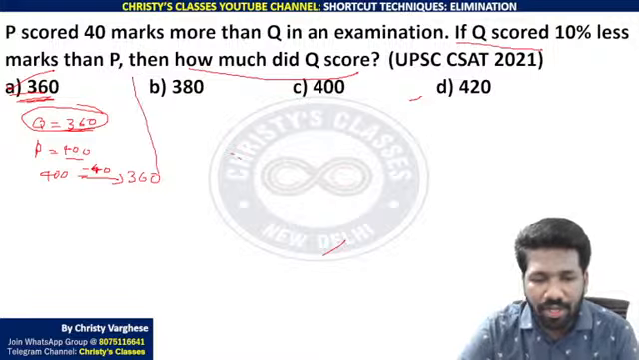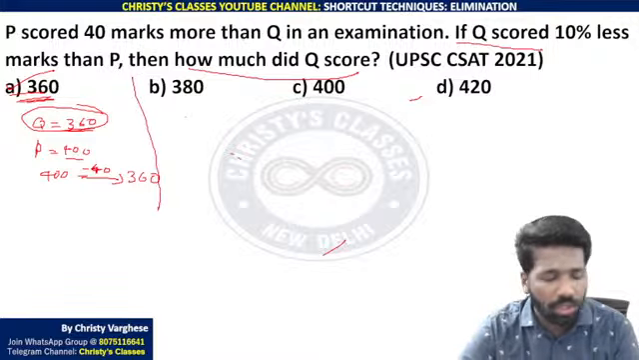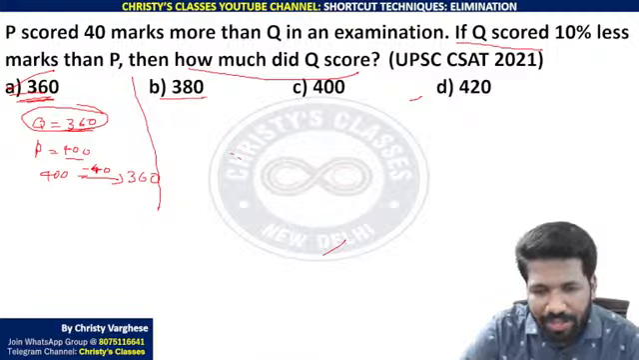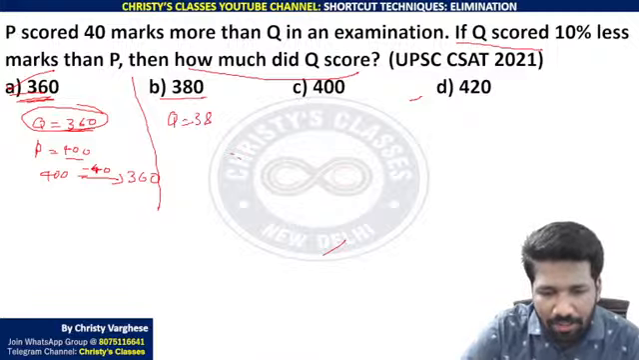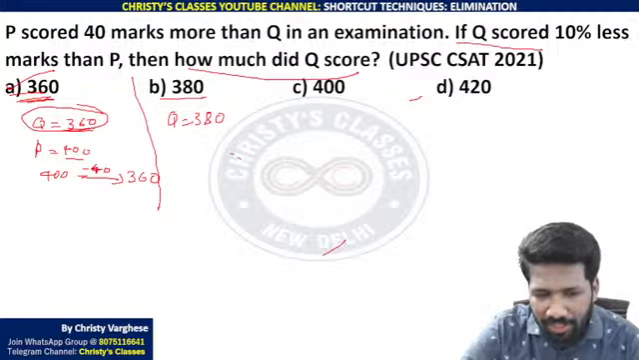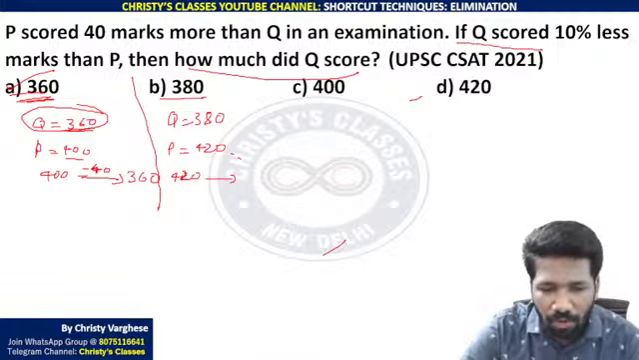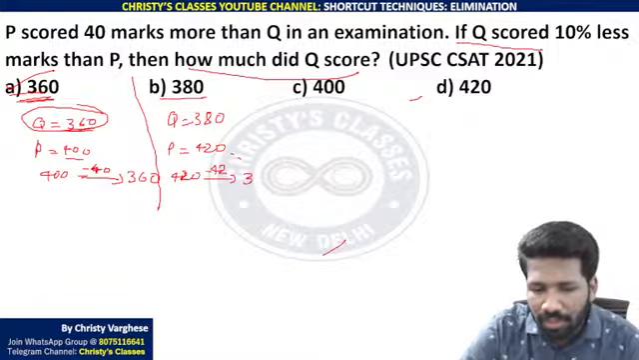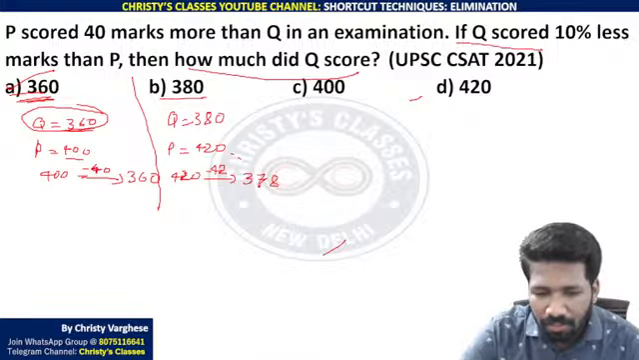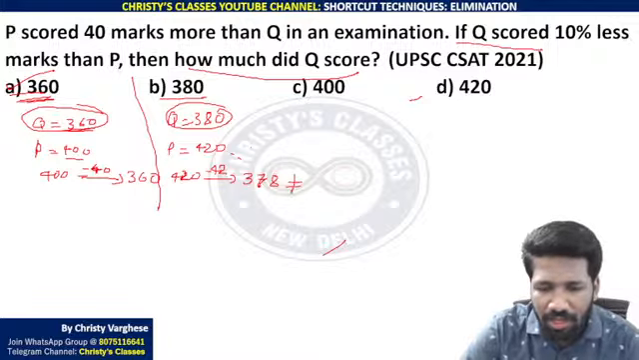Just to give you an idea of how an option can be wrong in this context, option B being the answer means what? Q is equal to 380. Then P will be 40 more than 380, that is 420. Now 420 is P, and Q should be 10% less. 10% of 420, shifting one decimal to the left, is 42. 42 reduced will be 378. But we assumed Q is 380, and now finally this is reaching 378. That is a contradiction. So option B is wrong.